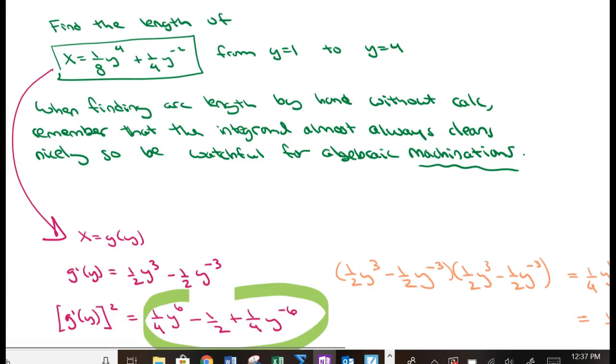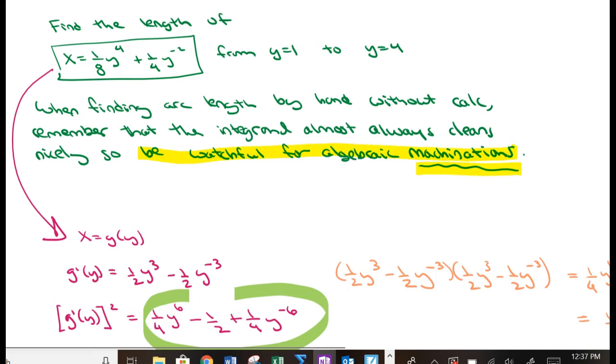Okay, so what we're going to talk about in this screencast is a continuation of the arc length problem. And one thing I want to make sure I underscore to you is this point right here. Whenever you're asked to find the actual arc length by hand without a calculator, there is always, always, always going to be a way to make the integrand very nice if you simplify it algebraically correctly. So I said, be watchful for algebraic machinations.